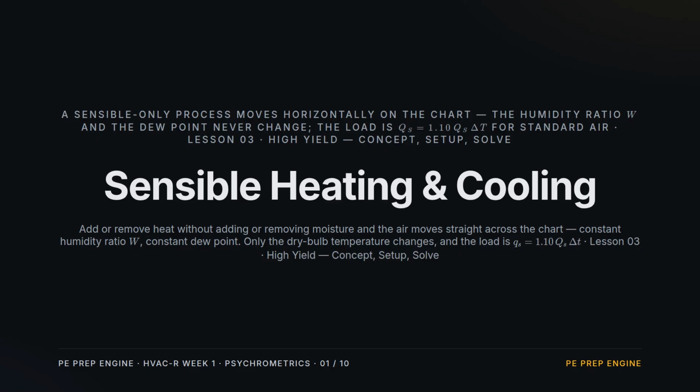Week 1, Lesson 3, Sensible Heating and Cooling. When you heat or cool air without adding or pulling out moisture, the state moves straight across the psychrometric chart. The humidity ratio holds, the dew point holds, and only the dry bulb temperature changes. We'll fix that picture, ground the standard air load equation, then work one clean cooling load.